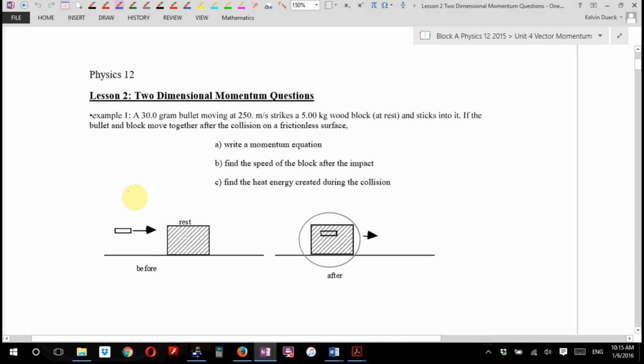Here we go. Lesson 2, two-dimensional momentum. We're going to go with angles shortly. We're going to start, though, with a nice review, everything in a nice straight line. I like example 1. Example 1 is a nice question.